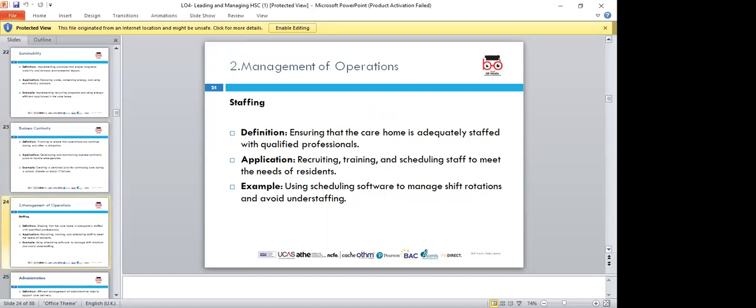Management of operations, where you ensure that the care home is adequately staffed with qualified professionals, through recruitment, training, and retention of staff to meet the needs of the residents. Example: using scheduling software to manage shift rotations and avoid understaffing.